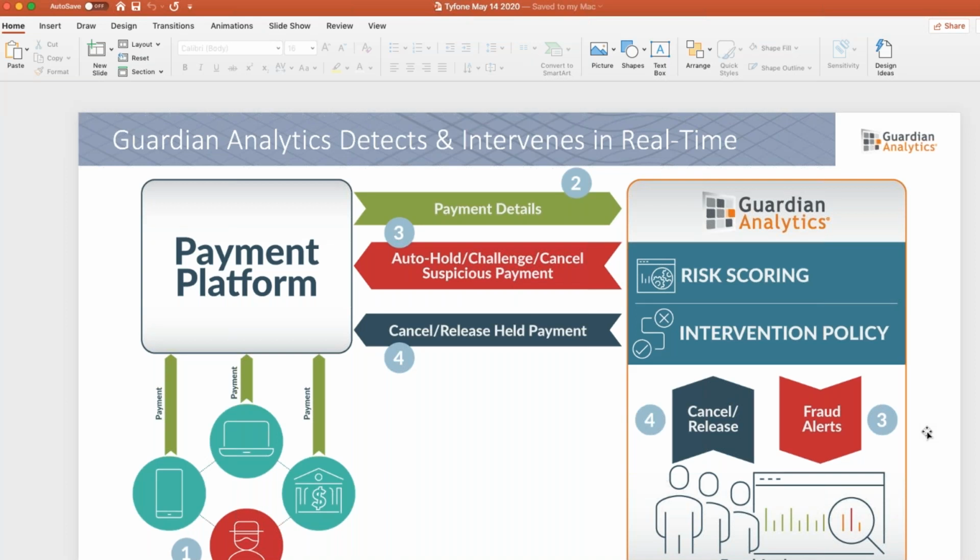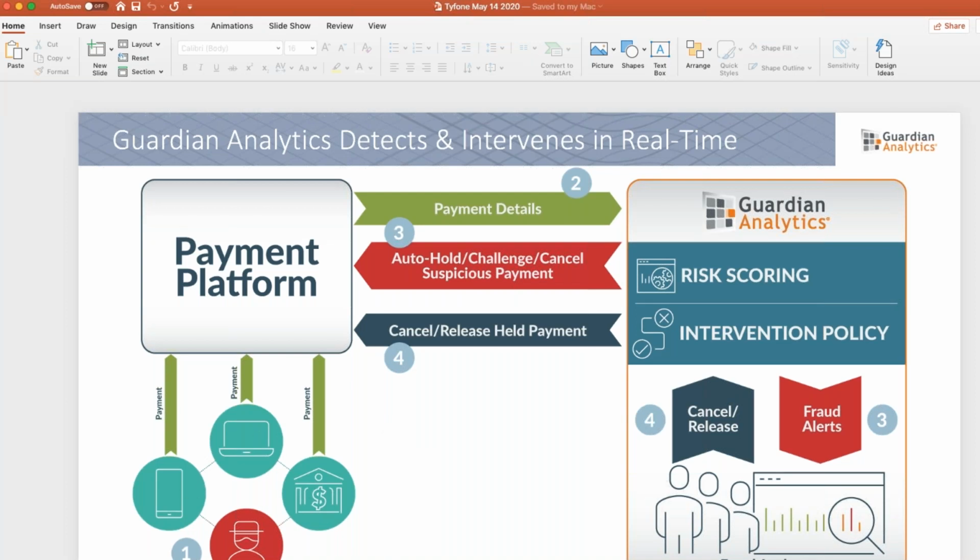So here's an example of the flow in this whole process. That is how we help determine whether there's suspicious activity, whether it's payments or digital banking account behavior, and how we provide an alert to the fraud operation team and then support a real-time intervention.